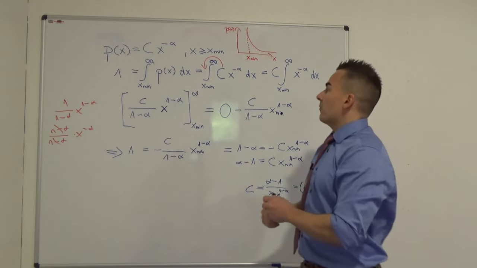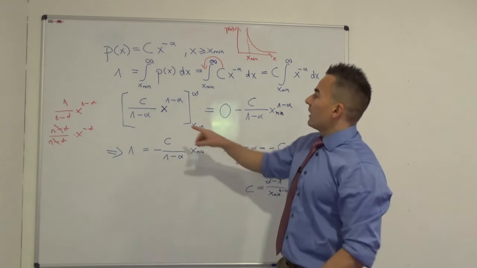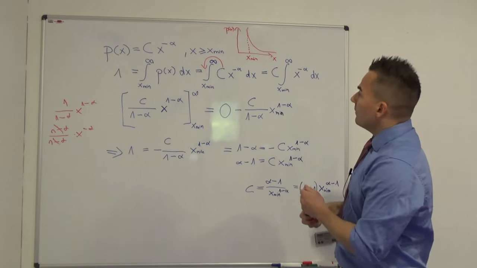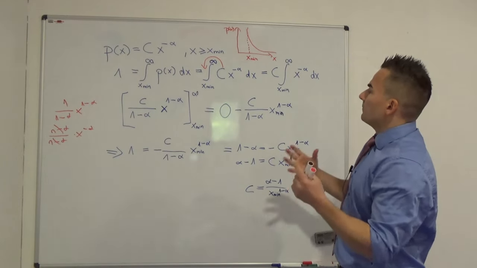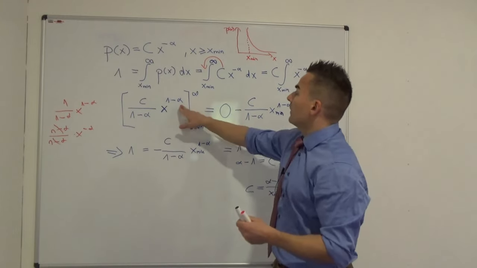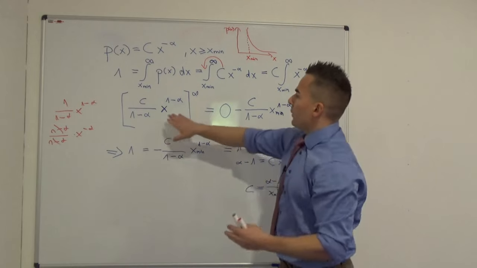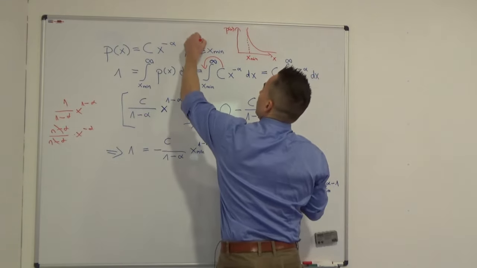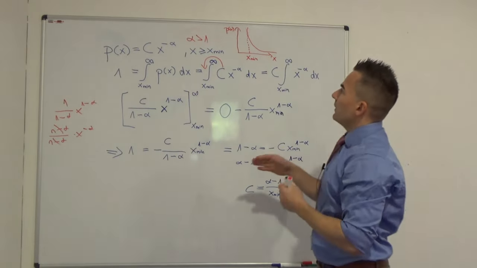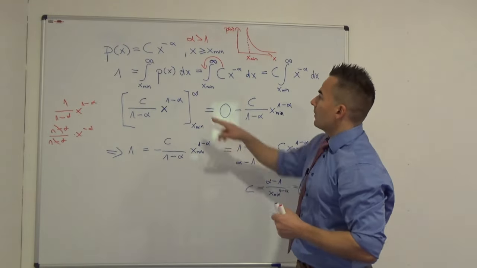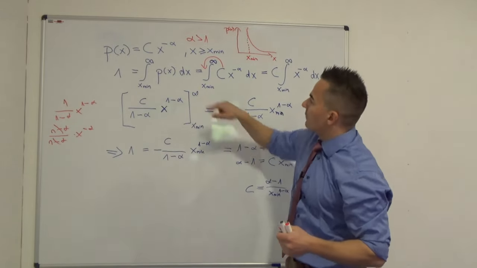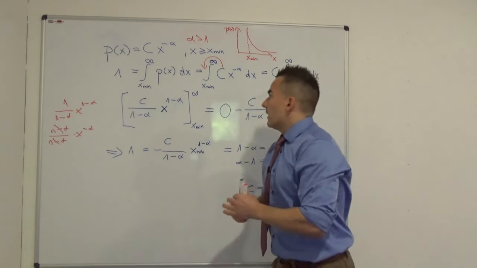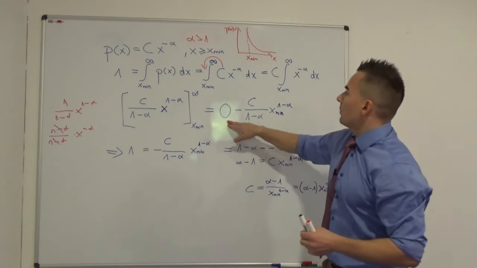Now this is important to bear in mind. The question arises, when is this expression zero? If we plug in infinity, and alpha is too low, this expression will not go to zero. This expression only goes to zero for alpha values larger than 1. That's why alpha must be larger than 1. Only if alpha is larger than 1 does this expression go to 0 once x approaches infinity. So this is important to bear in mind.